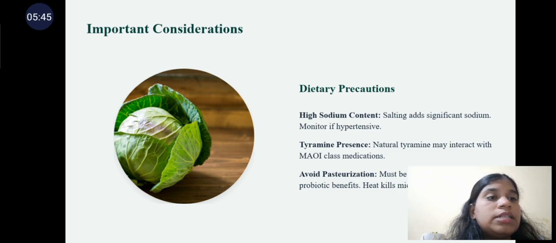It also contains tyramine, which may interact with certain medications such as MAO inhibitors. Finally, to obtain the probiotic benefits, sauerkraut should be eaten raw and unpasteurized because heating can destroy the beneficial bacteria.